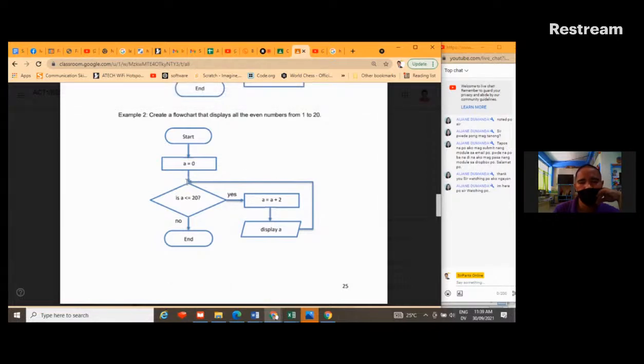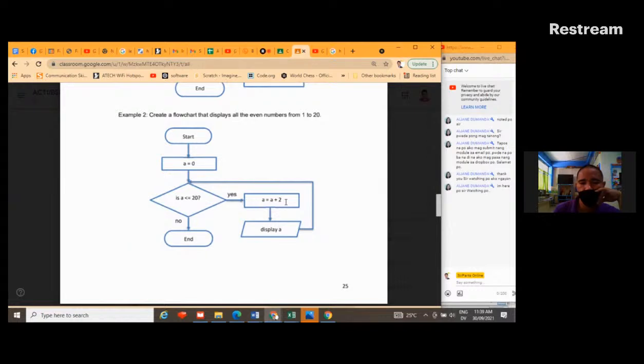That's a loop. It loops, and it compares 10 is less than 20. And yes, it will go here. 10 plus 2, that's 12. You display 12, and it goes back here. 12 compared to 20, it's still less than. So you compare, it goes here, and you have 14. You display 14, and it goes back here. Is 14 less than 20? And that is true. That's yes.